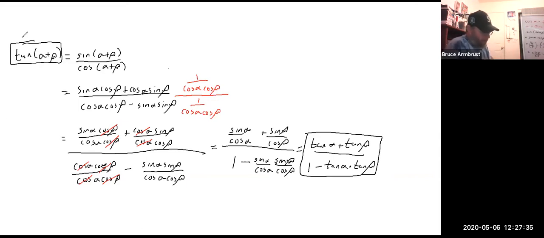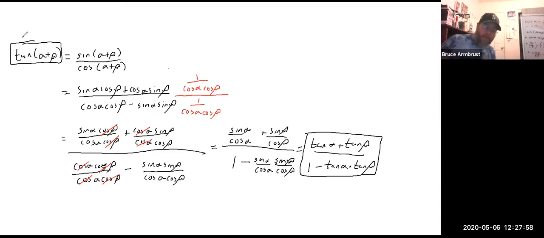So again, it all came back to what we had already done for the sine and cosine of alpha plus beta. And then we just did some algebra on it and turned it into a relatively nice form. All right, well, there's tangent of alpha plus beta.